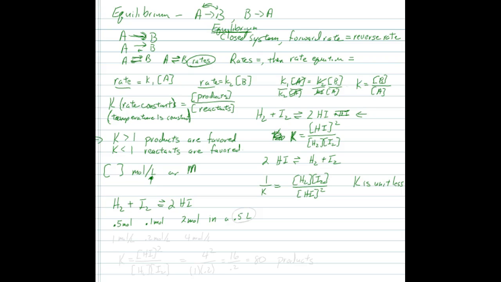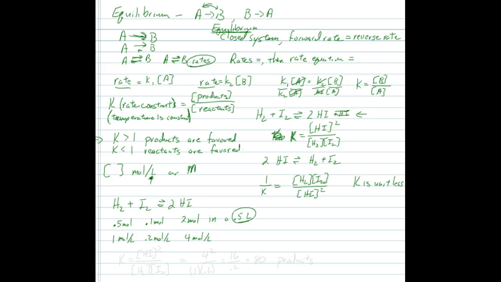Since we're talking about gases and moles and liters, you have to divide by the 0.5. So this is 1 mole per liter, this is 0.2 moles per liter, and this is 4 moles per liter, if I do the math right. Divide by 0.5, doubling it, it should double everyone, and they are.